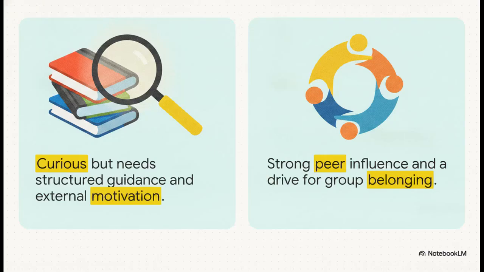time. So academically, adolescents show immense curiosity and a powerful desire to explore, but they often need highly structured guidance to maintain their focus, and they rely heavily on peer competition and external motivation to just stay on track. Socially, though, peer influence is an absolute juggernaut. They're desperately seeking identity, recognition, and belonging within their circles.